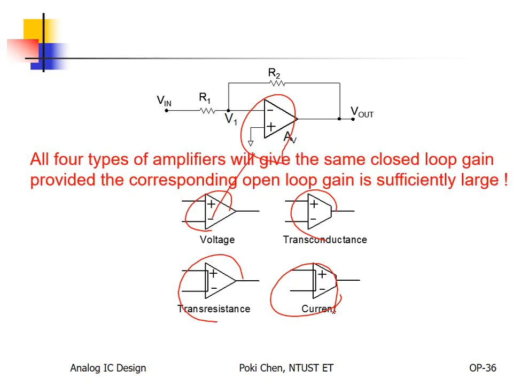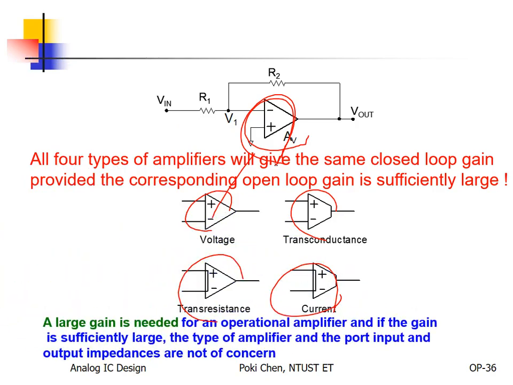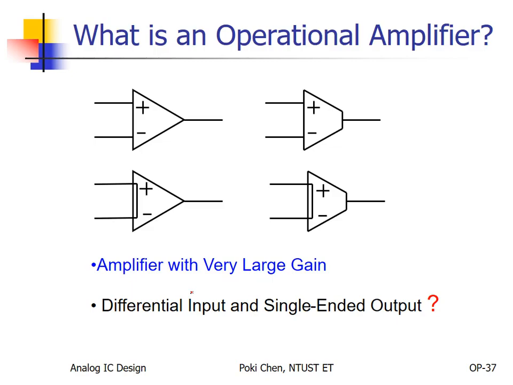So, what is the fundamental requirement for an op-amp? High enough gain. I don't care what type of input, what type of output. Only if the gain between output and input is high enough, then they can do their jobs for you. Okay? Yeah, a large gain is needed, is required.